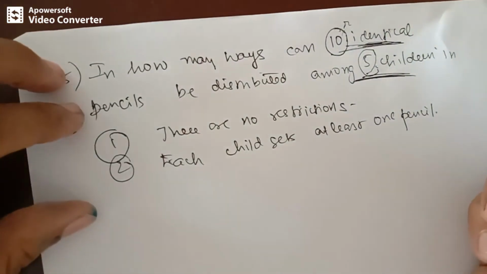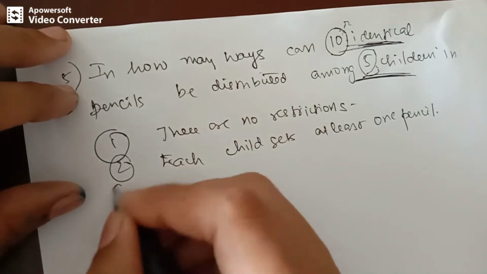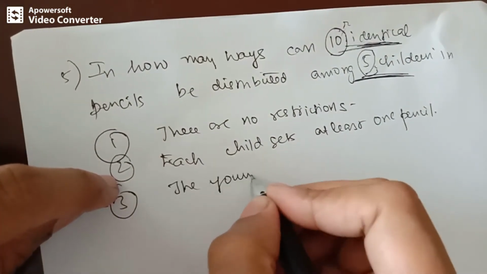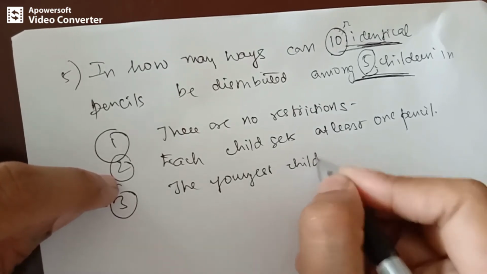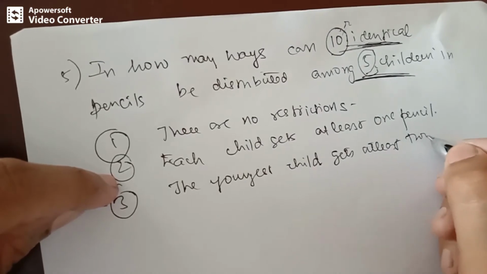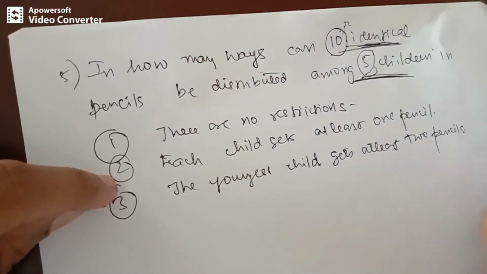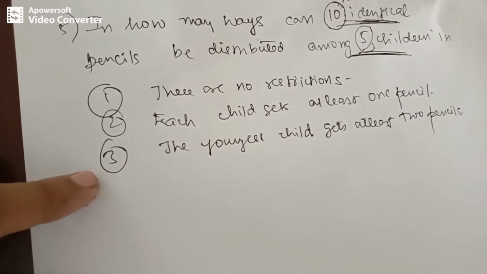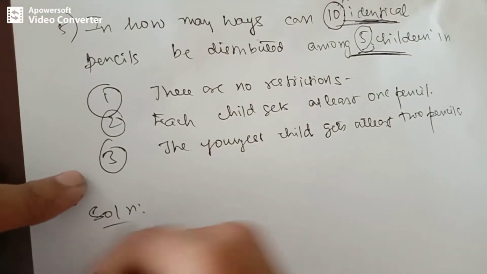This kind of problem is very important. In the next sub question, we are given that the youngest child gets at least 2 pencils. Okay, so this is a very interesting kind of problem. So let's draw a solution.